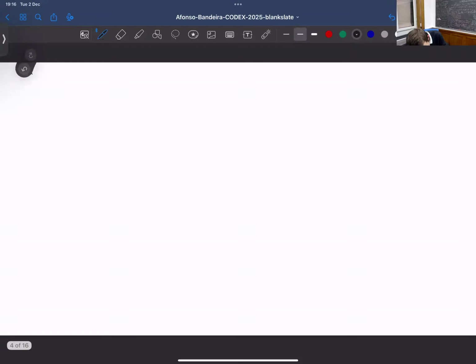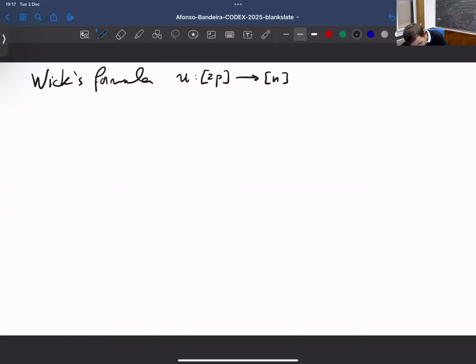I know that some of you have watched my other versions of the talk, so hopefully this way you'll get something new out of it. So even before the end, there will be some new things. Wick's formula is a way of organizing calculations of moments of Gaussians, a very convenient way of organizing calculations for moments. You should think of it this way. Say I have an assignment u from 2p to n, and I have n IID Gaussians g_1, ..., g_n, N(0,1) IID. Now let's say I look at the expectation of g_{u(1)}, g_{u(2)}, and so on.